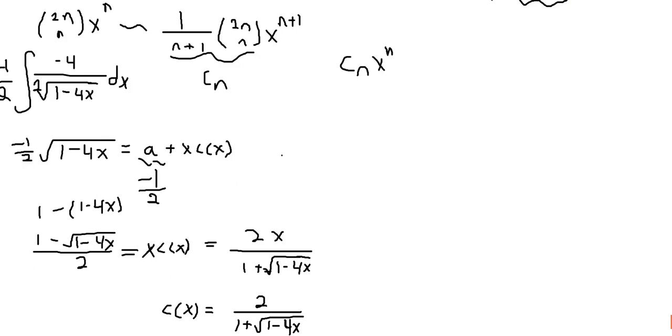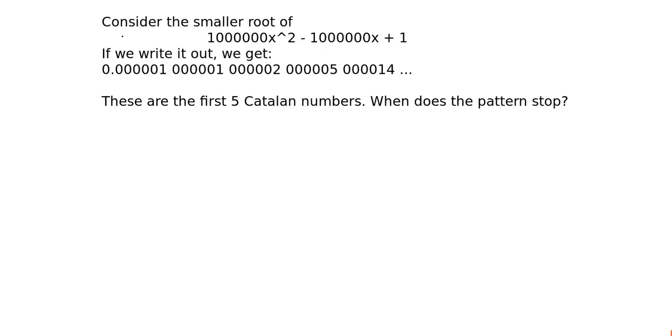I want to do one more problem with this, but I don't know how long it'll take. You know what? I'll do it. All right, so we want to consider the smaller root of the polynomial 10 to the 6 x squared minus 10 to the 6 x plus 1. This is a big number, it's 10 to the 6th here.